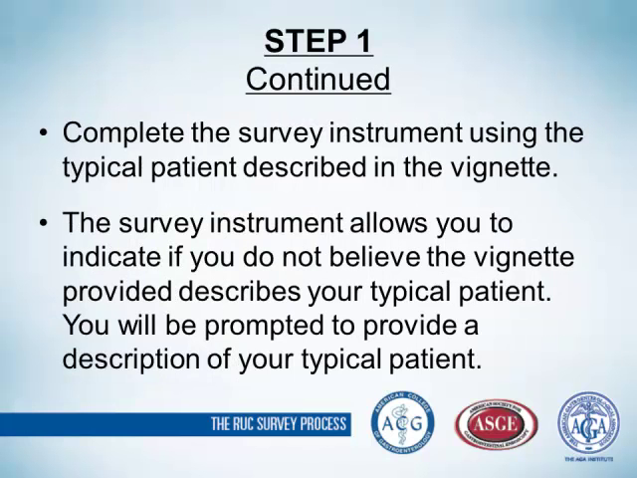So in the next slide, you'll see that we ask you to complete the survey instrument using the typical patient described in the vignette. You will have a chance in the survey instrument to indicate if you do not believe the vignette provided describes your typical patient. And you will have the opportunity to provide a description of your typical patient for the code being surveyed.